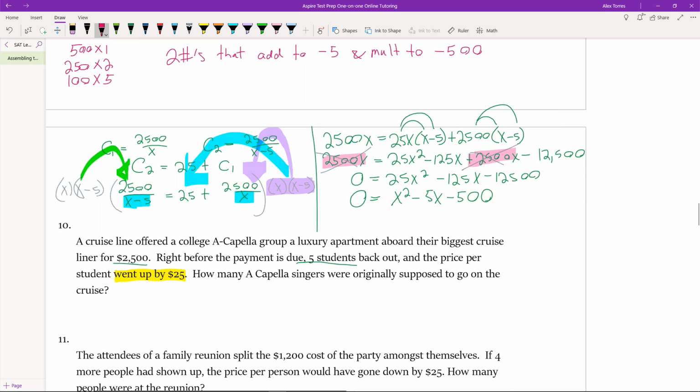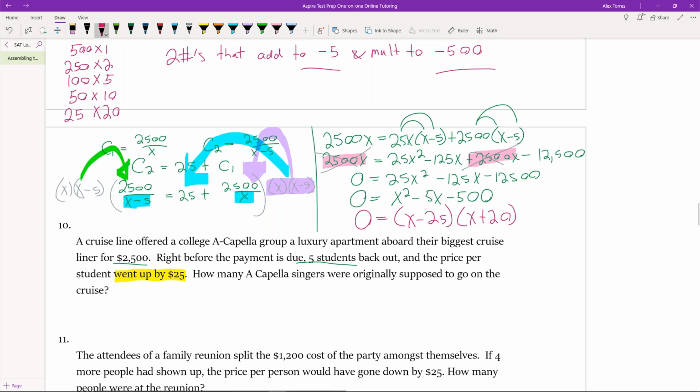So as I make my list, I'm going to divide it by 5. 5 times 100, divided by 10, 10 times 50, divided by 20, and I get 20 times 25. And that's actually our pair of numbers, because 20 minus 25 is negative 5. So I have x minus 25, x plus 20. So negative 25 and positive 20, they add to negative 5. They multiply to negative 500.